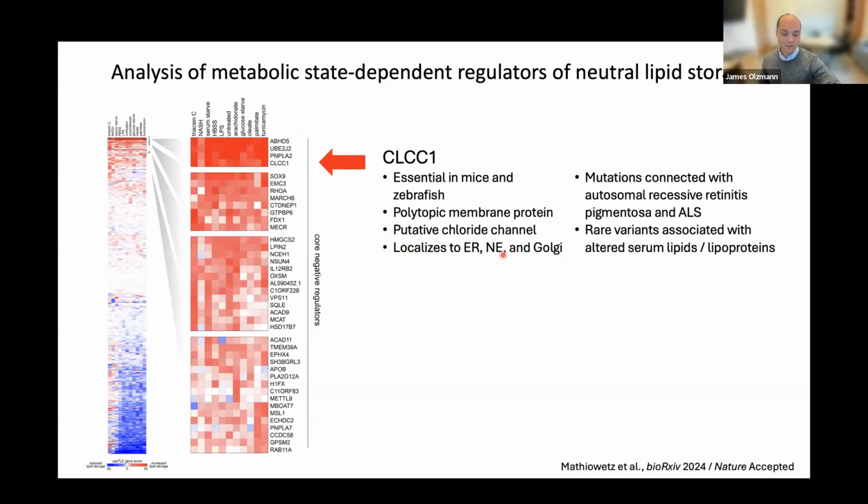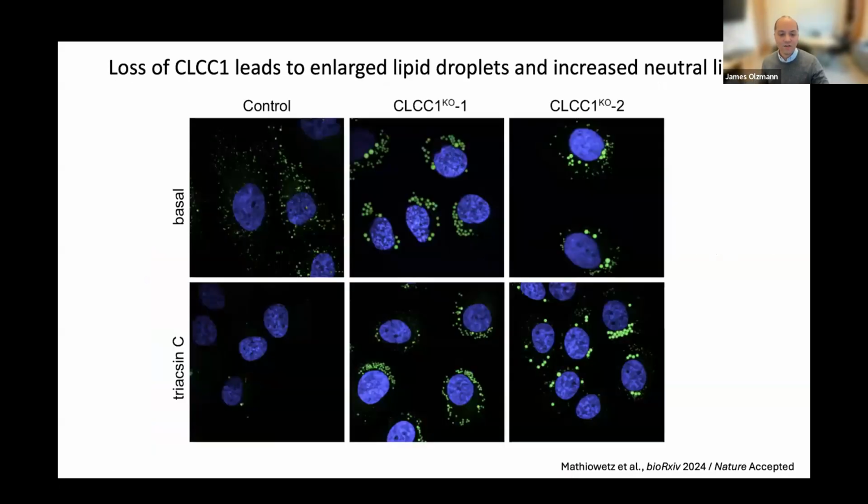It localizes to the early secretory pathway, as well as to the nuclear envelope. And there are mutations associated with some diseases. One of the reasons we prioritized this is that there are some rare variants associated with altered serum lipids and lipoproteins. This is one reason we prioritized this protein, in addition to the strong effects and its clustering with PNPLA2.